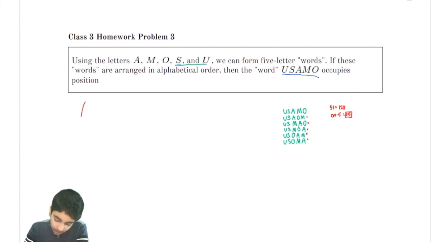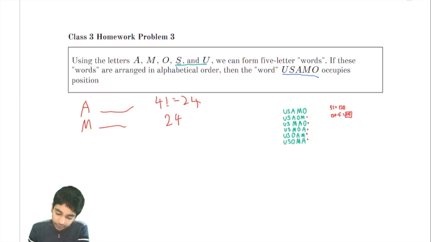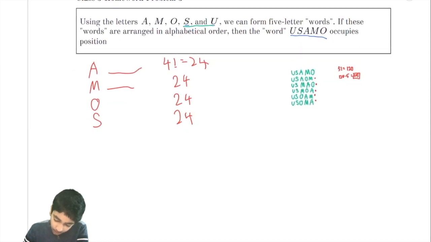If A is in the beginning, you can arrange the other 4 letters in 4 factorial ways. If the beginning letter is M, again, there's going to be 4 factorial, or 24 ways to arrange the other 4 letters after M. Same thing for O and S, so 24, 24, 24, 24. So a total of 96 permutations that start with a letter that's not U.